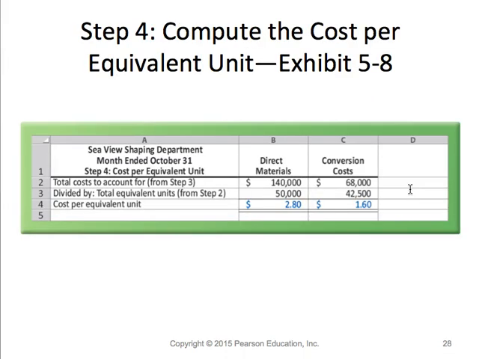Number 4, we'll compute the cost per equivalent unit. To do that, simply use the total in dollars divided by the total number of units. So from the last step, we have $140,000 of raw materials, and from step number 2, we get 50,000 units, if you still remember. It's 40,000 plus 10,000, right? So 50,000 units. 140 divided by 50 is $2.8 per equivalent unit.